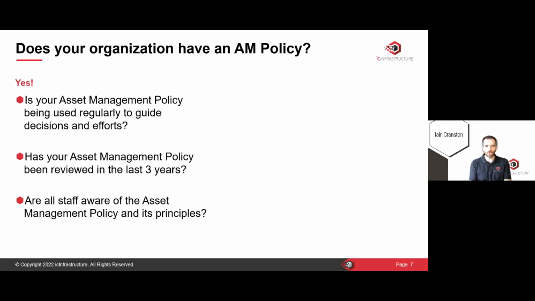For those of you that do have an asset management policy, I want you to think about, is your policy being used? Is it something we're using to guide our decisions and our efforts, be it the way we're investing in projects, the way we're investing our time and activities, and change efforts going on in the organization? Has the policy been reviewed recently, or was it written 5-10 years ago and never reconsidered? And are staff all aware of it? Is it hiding on a shelf and nobody really knows about it, or is it being communicated out to staff?